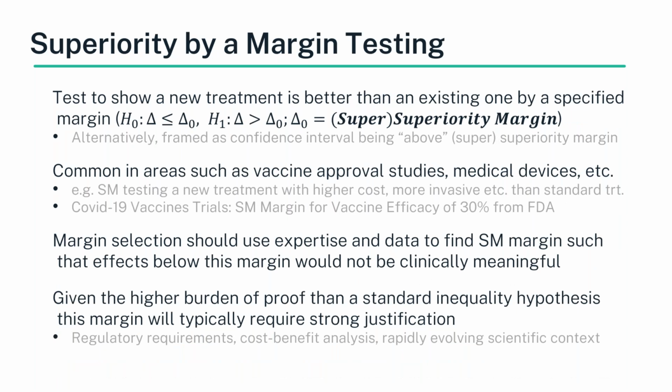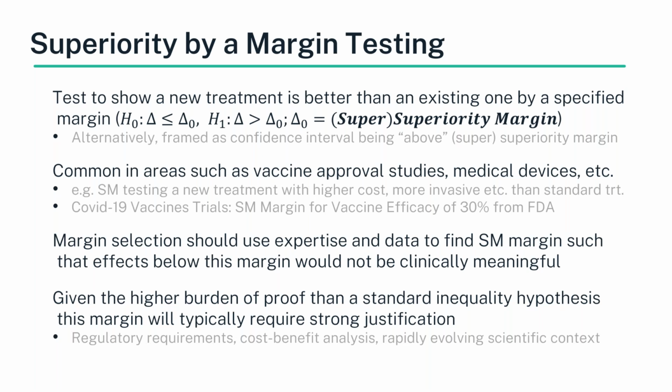So again, now we're going to look at superiority by a margin testing. As I mentioned previously, it's a test to show the treatment is better than the existing one by some pre-specified margin. Again, same as before, it can be framed in the context of having the entire confidence interval being above the superiority margin. And again, it's a one-sided test, and as I said in the overview, it's essentially the statistical inverse of non-inferiority testing.